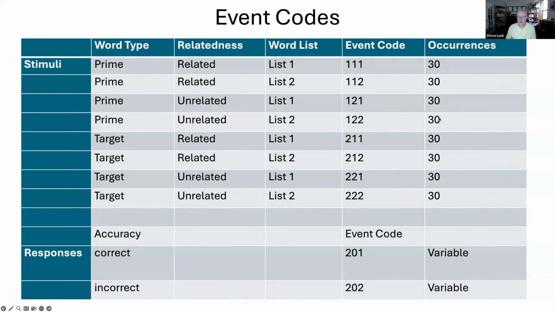And we have 30 occurrences of each of these different event codes. We also have event codes for the responses. So we have an event code of 201 when a correct response occurs, and an event code of 202 when an incorrect response occurs. The number of those is around 30, around 30 times 4, but it depends because subjects make errors. So it's not exactly 120 for each of them.